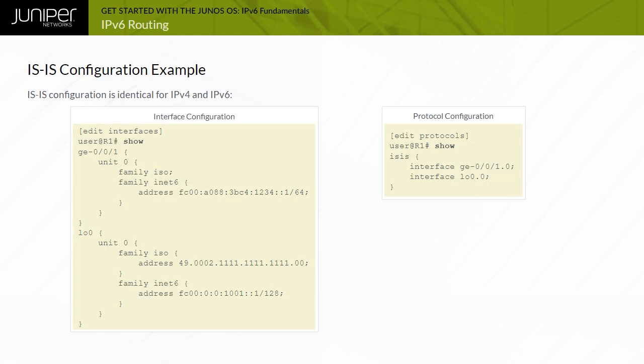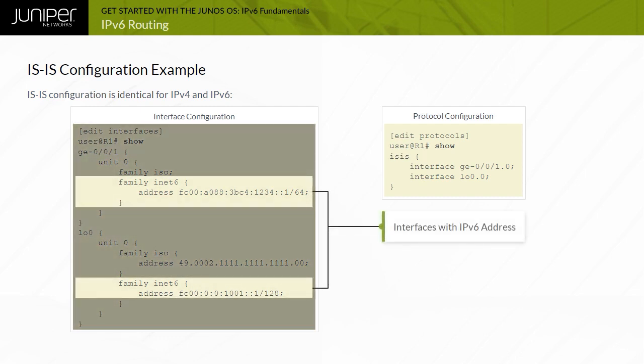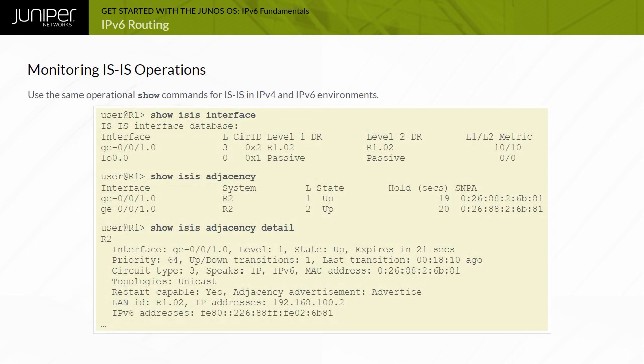A sample IS-IS configuration using IPv6 addressing instead of IPv4 addressing is shown. Note that other than the IP addresses, the IS-IS configuration is the same for IPv6 and IPv4 environments. You can use the same operational show commands for IS-IS in IPv4 and IPv6 environments.